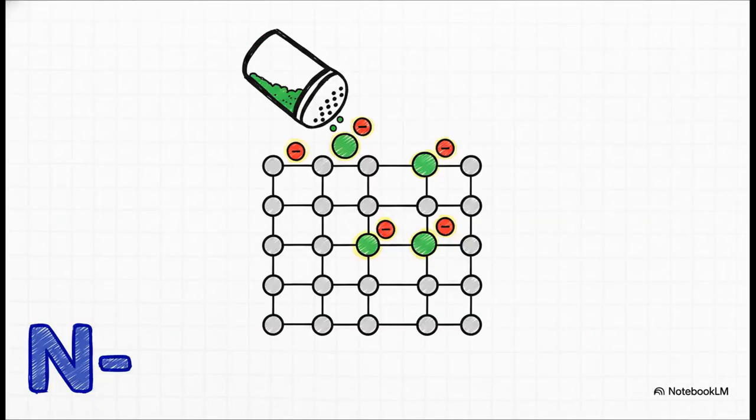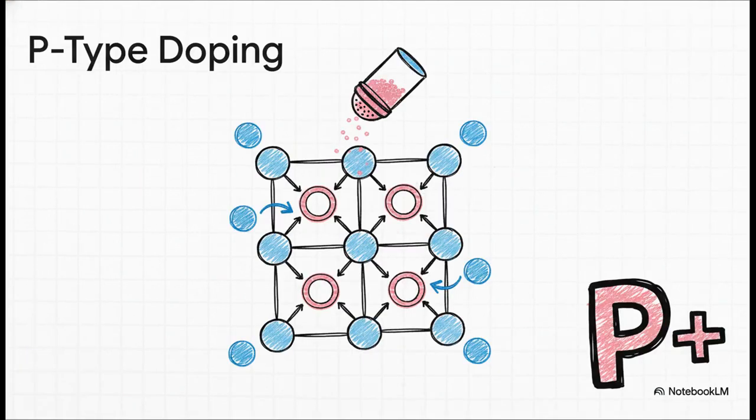So, the first way we can do this is called N-type doping. The N stands for negative, which makes it easy to remember. We add impurities that have extra electrons that they're totally willing to share. This creates a surplus of these negative charge carriers. It's just like adding way more cars to the highway, all revved up and ready to move the second we give them the green light. The other method is P-type doping. And you guessed it, P stands for positive. In this case, we add impurities that are actually missing electrons.